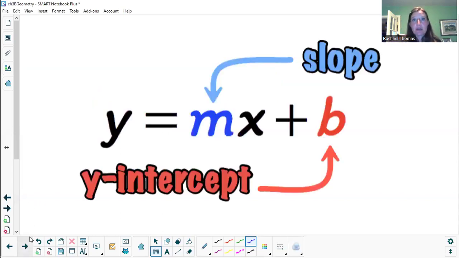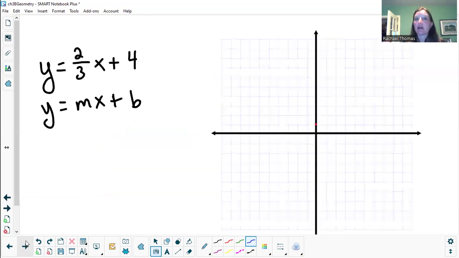Usually you're going to be given the equation of a line in this form, which we would call slope-intercept form, y equals mx plus b. In this form of the equation, the number that's attached to the x, the m number, is the slope, and the number that's not attached to the x, the plus b at the end, is the y-intercept. And those two numbers are going to be what helps us to sketch the graph of this line.